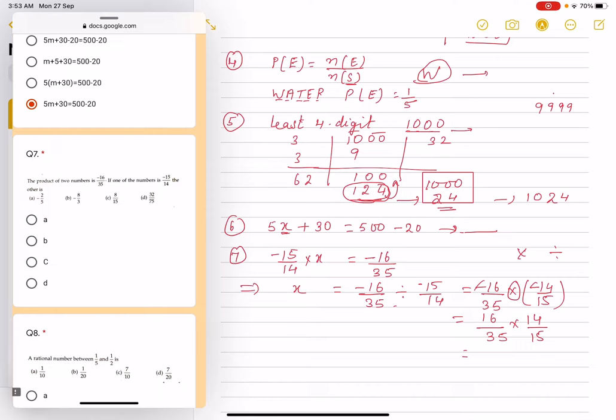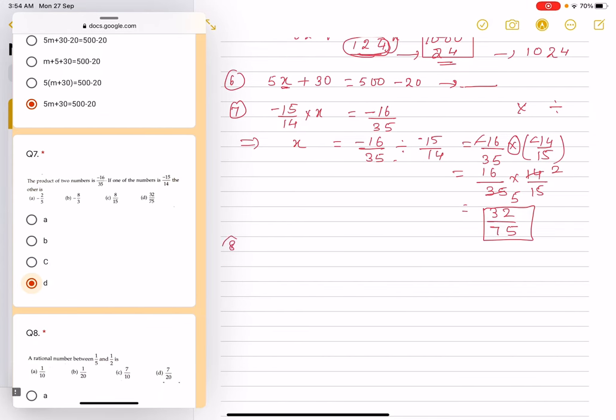By 35, 7, yes, 7 2, 7 5, and it is just 32 by 75. I can't reduce it more, so option D will be correct.